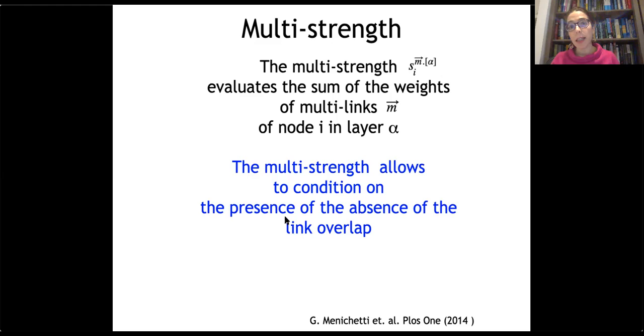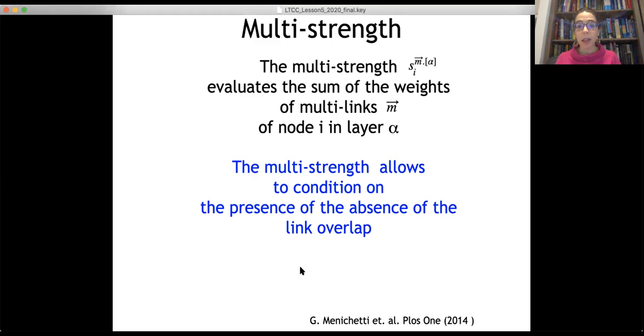So, in this weighted multiplex network, you can consider the multi-strand, the sum of the weights of multi-link vector m in layer alpha, and you might want to see how this correlates with the multi-degree. If you have this multi-strand, you really condition on the presence of a connection in another layer.